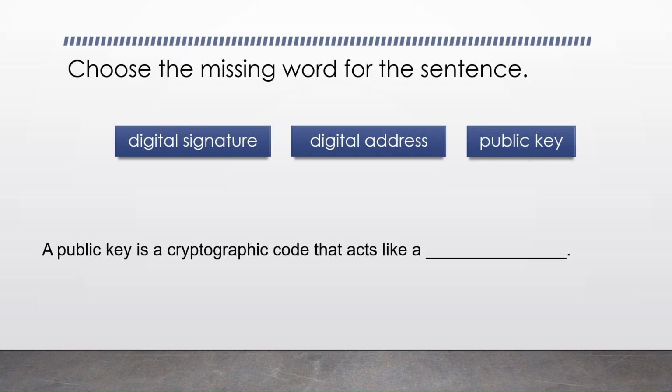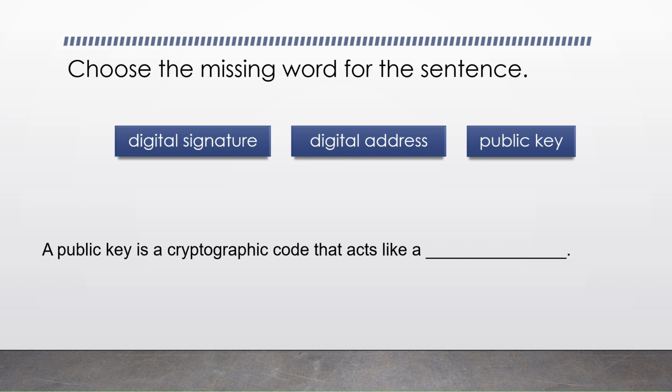All right, we're ready for our quiz here, our fill in the gap quiz. You know the routine by now. What we need to do is take a look at our three choices here: digital signature, digital address, and public key. We want to think about what we've learned in this video, and use one of these to complete the sentence. So go ahead and pause the video, give yourself time to think or look back over your notes. When you're ready, put your comments down below and then unpause the video to check your answer.